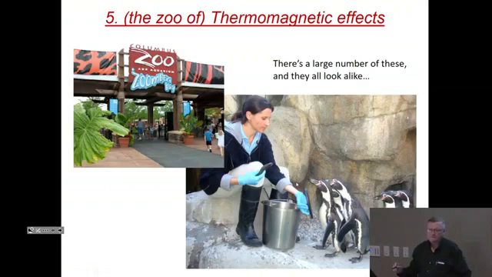All right, this is the first recorded lecture here, which is actually section 5 or chapter 5 of the first part of the class. I will talk about the zoo of thermomagnetic effects. I call this a zoo because these effects are all named effects: Nernst, Righi-Leduc, Ettingshausen, Hall, whatnot. They all look the same, like penguins. You have to be able to identify them.